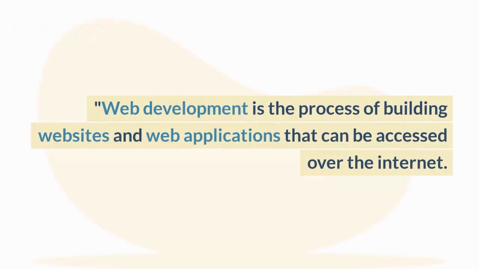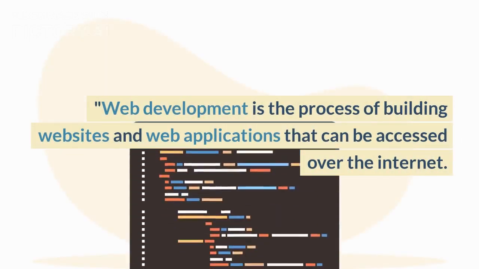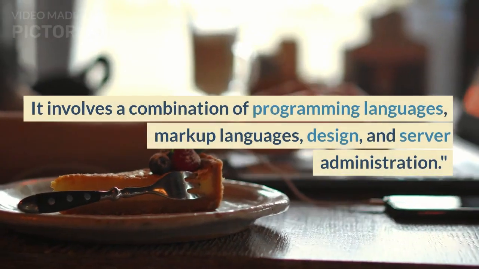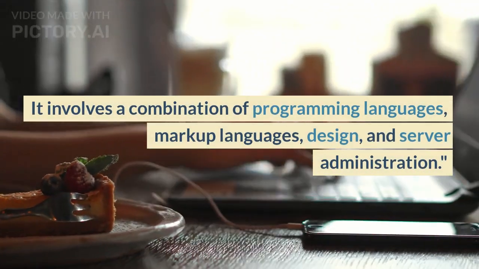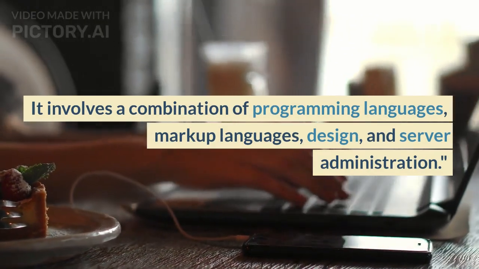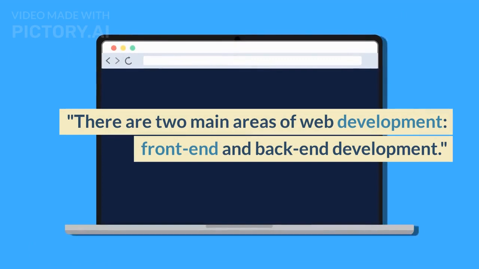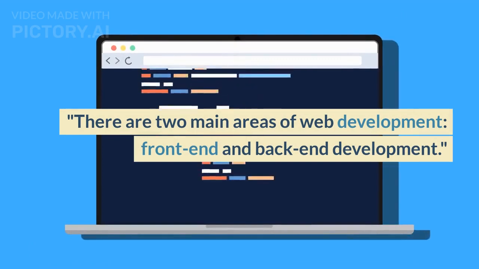Web development is the process of building websites and web applications that can be accessed over the internet. It involves a combination of programming languages, markup languages, design, and server administration. There are two main areas of web development: front-end and back-end development.